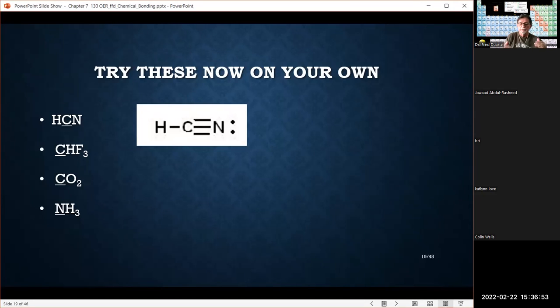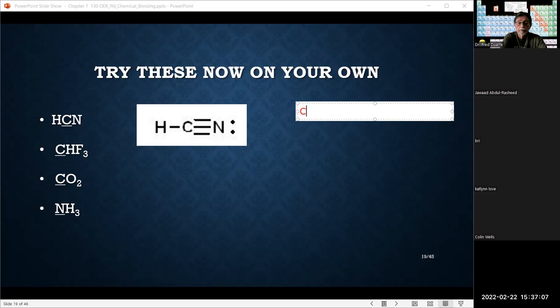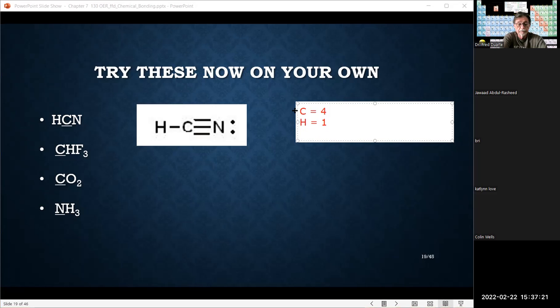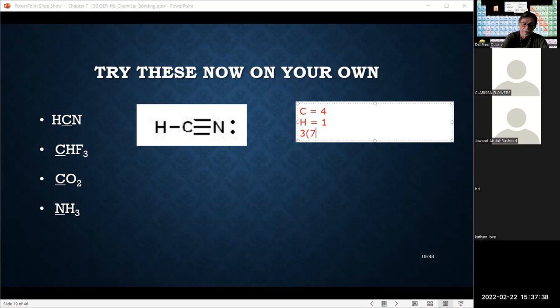Now, same process for the next one. You've got carbon, a hydrogen, and fluorines. Carbon brings in 4 valence electrons, right? It's in group 4. Hydrogen brings in one valence electron, and the 3 fluorines, each one is in group 7. Is fluorine a group 7 element? Yes, it is. So 7 times 3 equals 21.